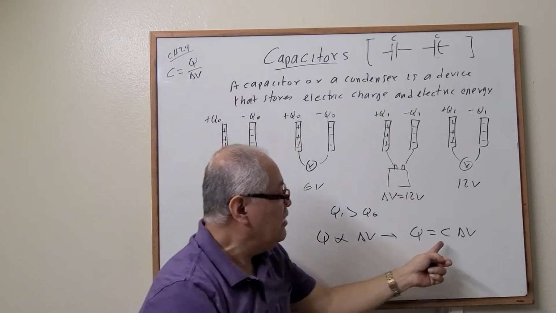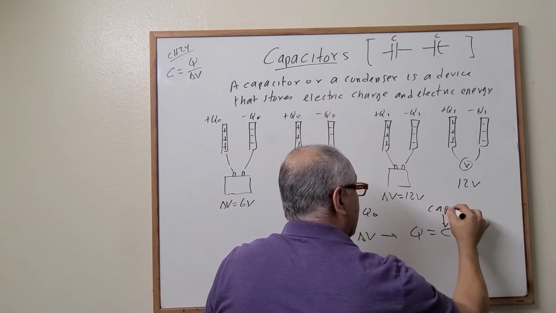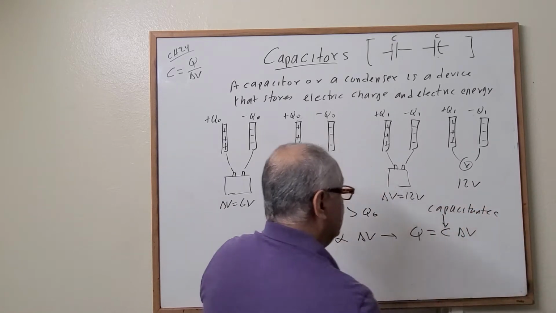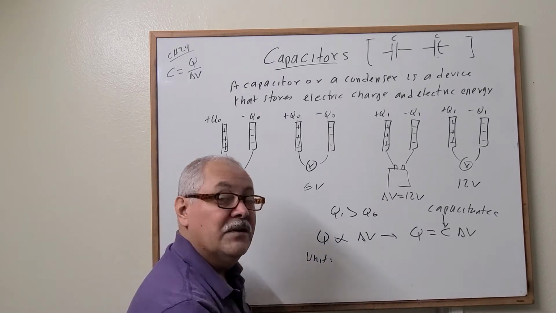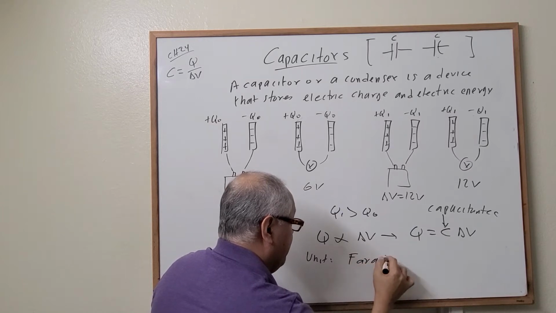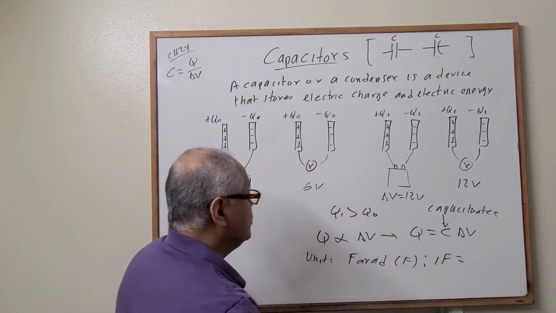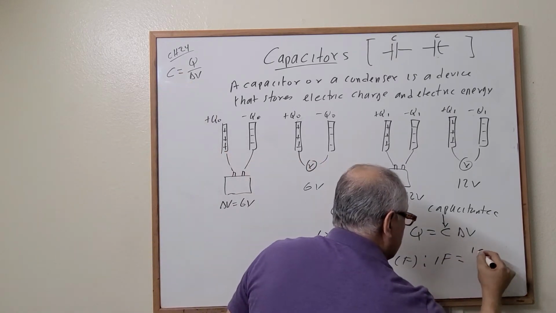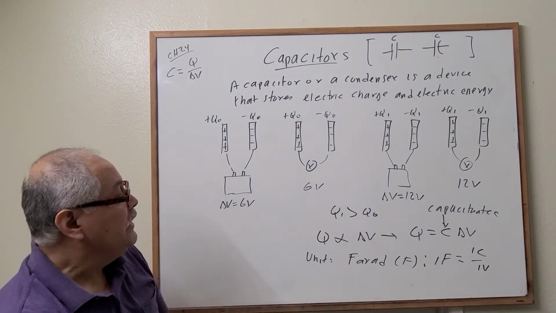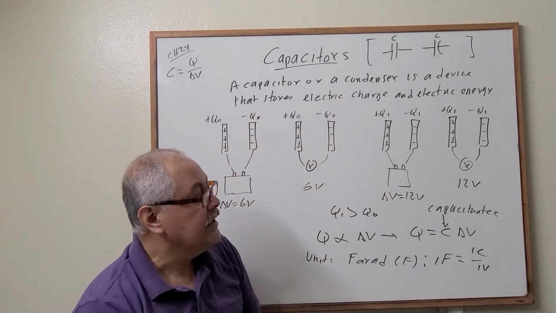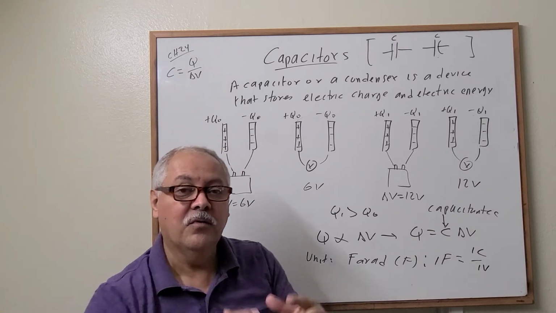The unit for this new quantity, again called the capacitance, is called the farad. So 1 farad, according to this equation, is equal to 1 coulomb divided by 1 volt. That's the farad.